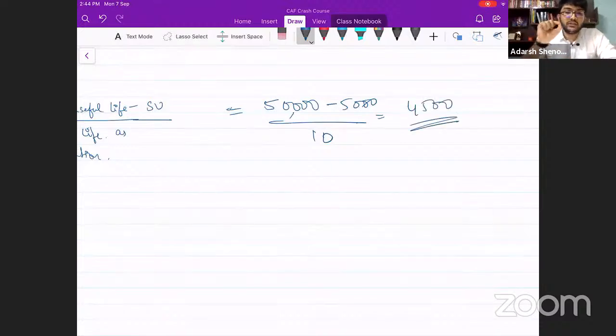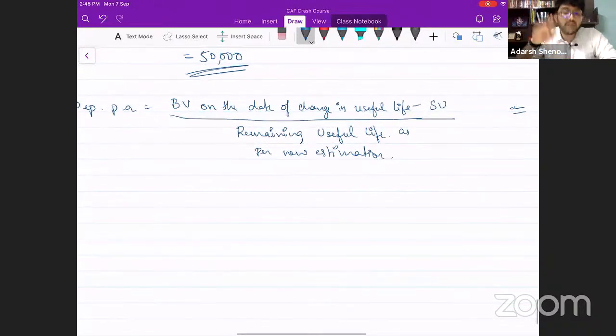4,500. Can you tell me how much is the total depreciation you charge for 10 years? 4,500 into 10, how much do you get? 45,000. Is there going to be some amount left in the asset account? Yes. How much? 5,000 rupees. Why is that 5,000 rupees still left? Because it is scrap value. So you can't depreciate the scrap value. That is why you minus the scrap value over here also. The scrap value must be left out in the asset account. I hope everyone is getting what I'm saying over here.